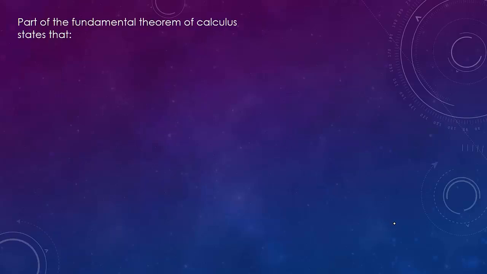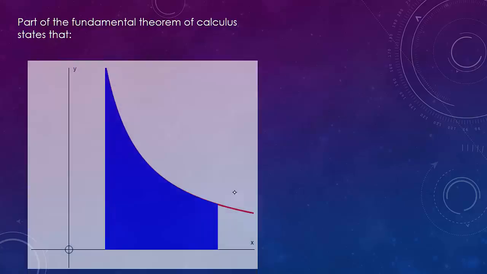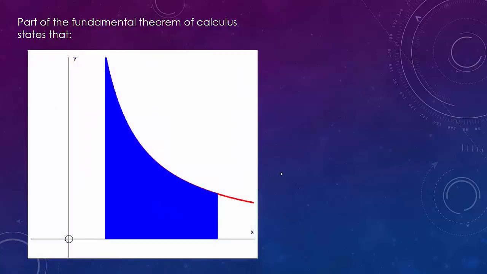Part of the fundamental theorem of calculus states that if we have a curve like so, between a and b, and the curve is y equals f of x, then the area that's shaded blue here, which is trapped between the curve, the x-axis, and the lines x equals a and x equals b, is given by the integral from a to b of f of x dx.